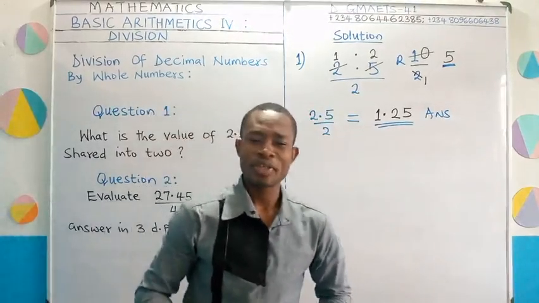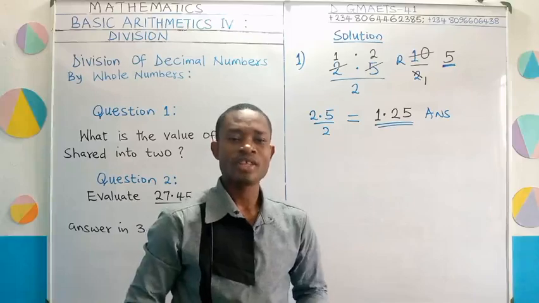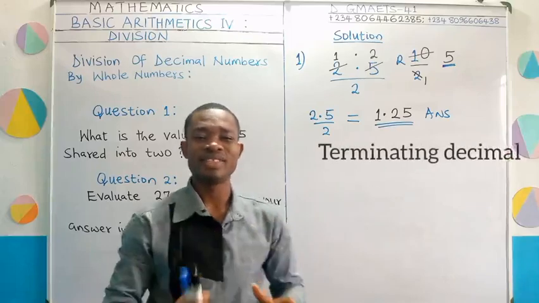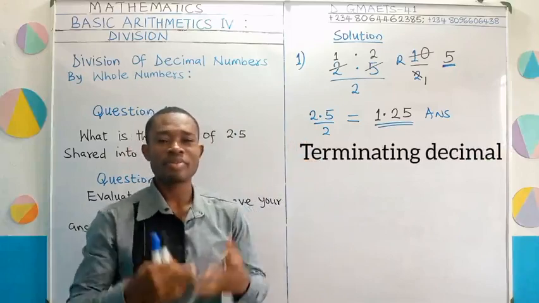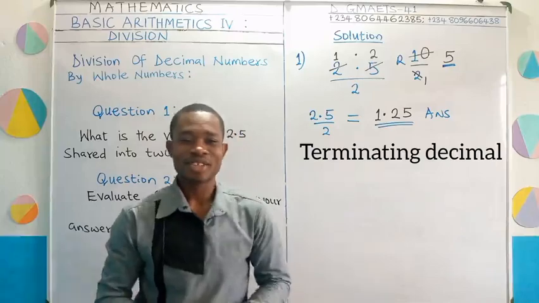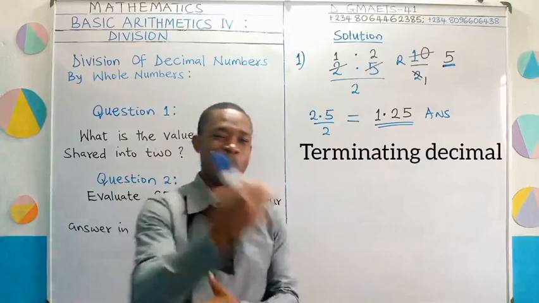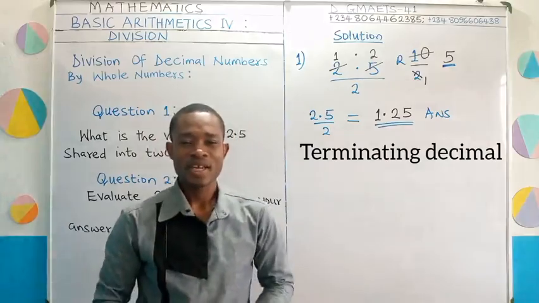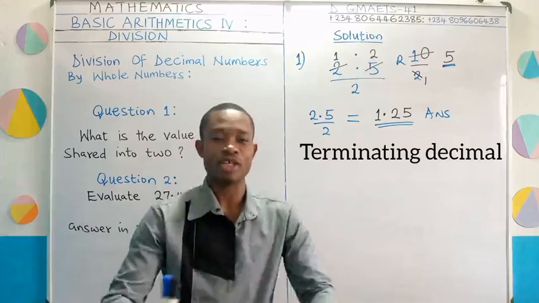I want to tell you something about this decimal answer we got, 1.25. We call it a terminating decimal. What do we mean by terminating decimal? Although we'll still learn about types of decimal, you will hear terminating decimal, you hear recurring decimal. Is that okay? Now, terminating decimals are decimals that have exact value.